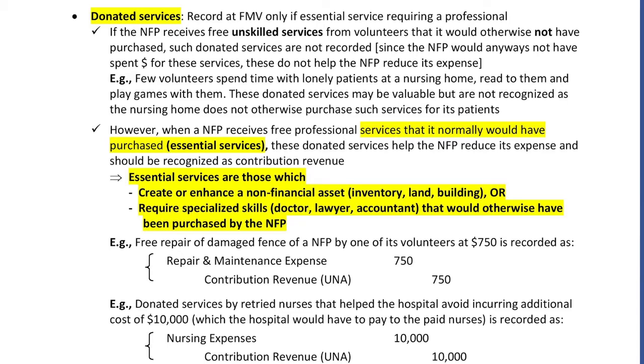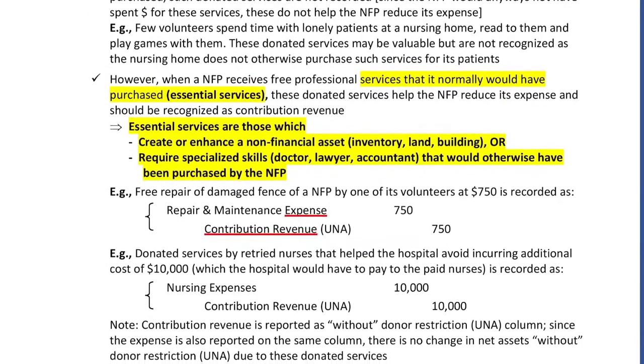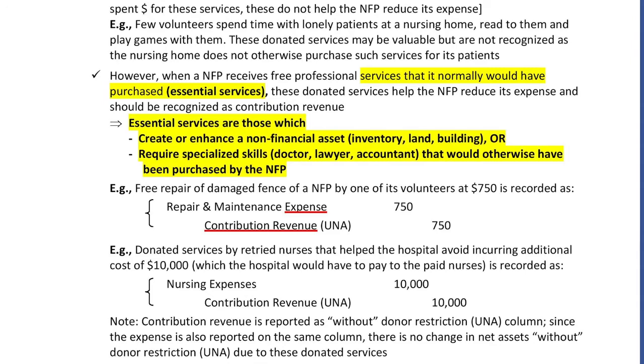The example of the free repair of the damaged fence of a not-for-profit by one of its volunteers is recorded as underlined expense on the debit, so that's repair and maintenance expense, and underlined contribution revenue UNA on the credit side. Next, donated services by retired nurses is underlined expense on the debit, so that's nursing expenses, and underlined contribution revenue on the credit side.